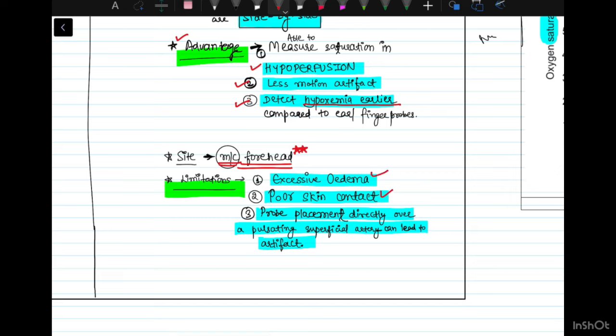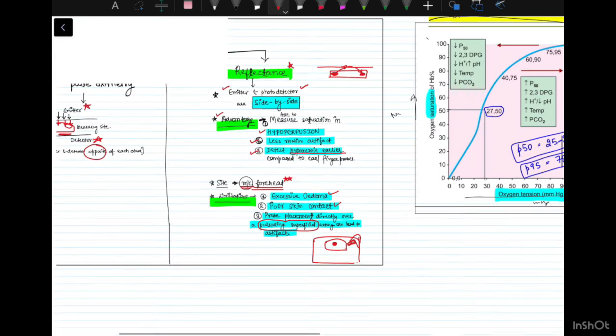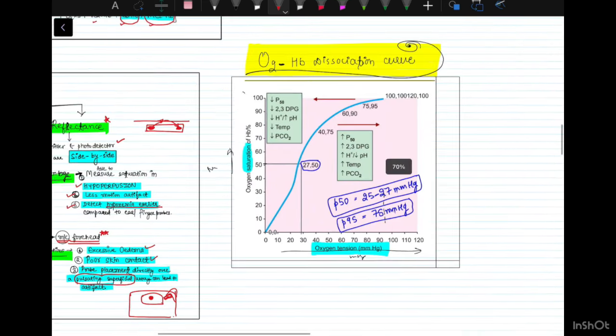Now, limitations: suppose there is edema, or there is poor skin contact, or suppose it is directly placed over a pulsating superficial artery. Suppose this is the face and this is the temple part. Someone has placed it not only on this side but somewhere here. So the temporal artery pulsations may interfere with the readings.